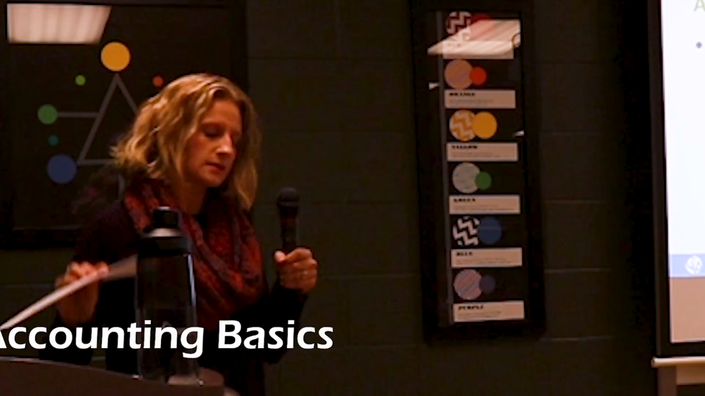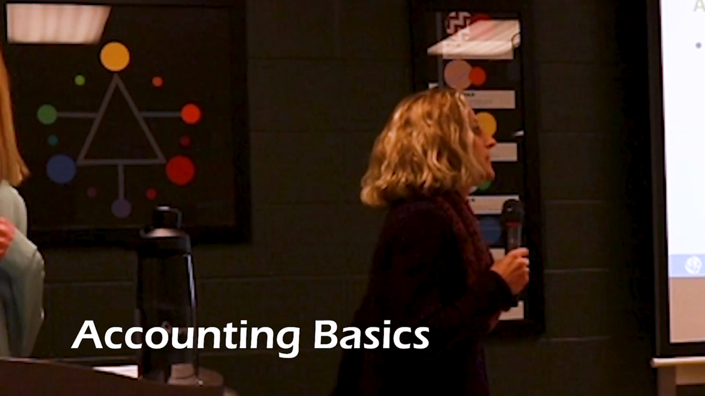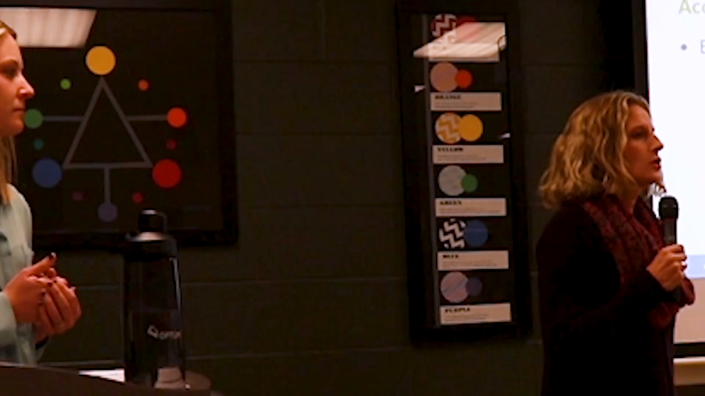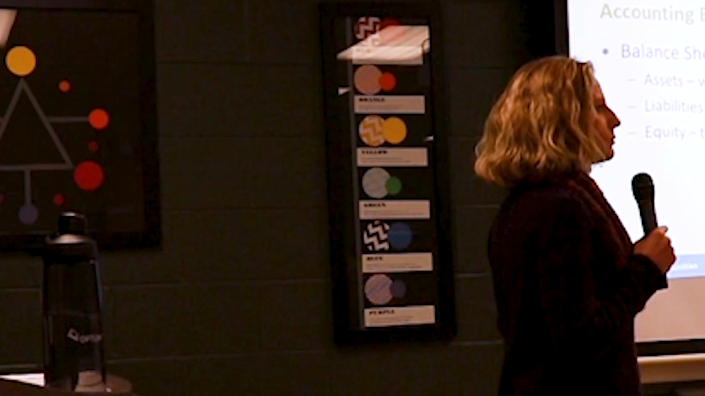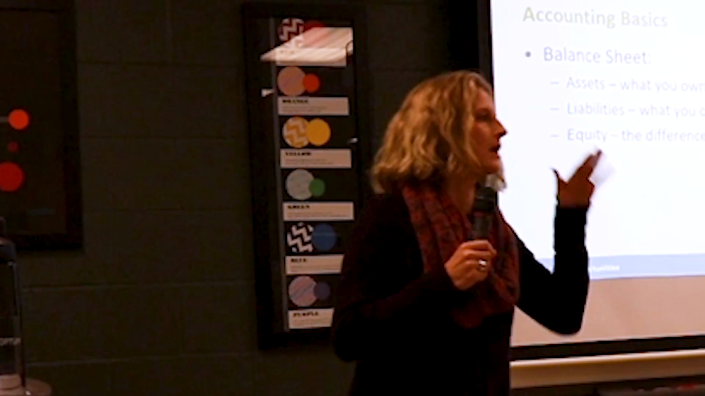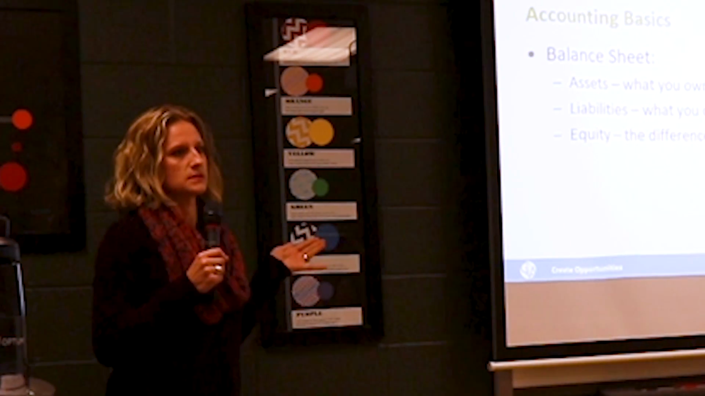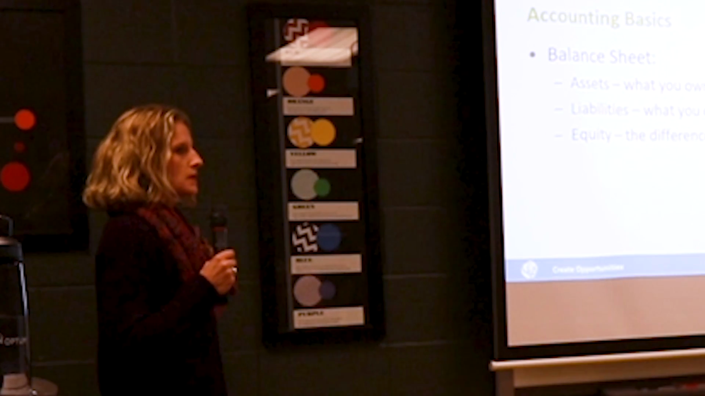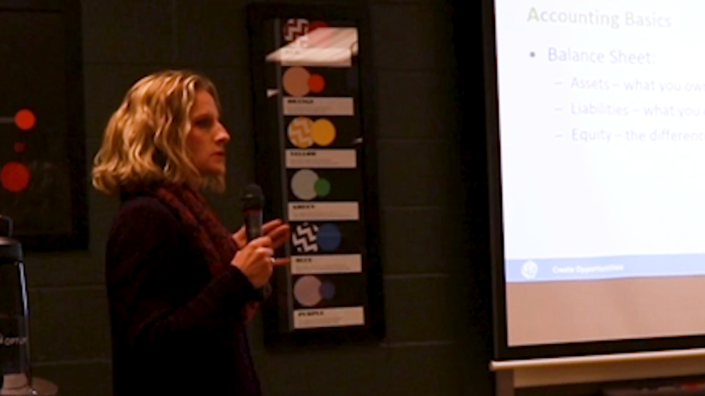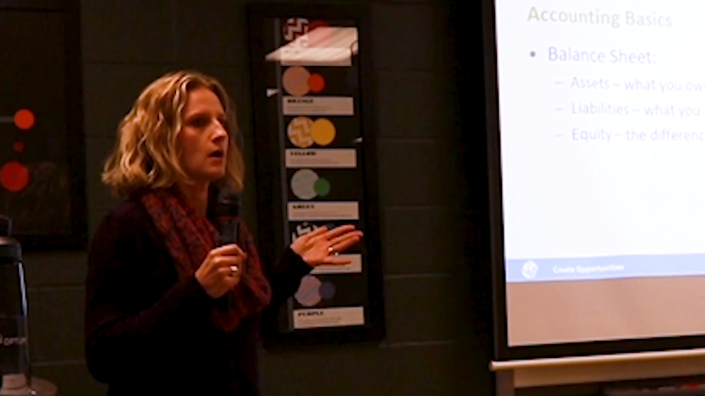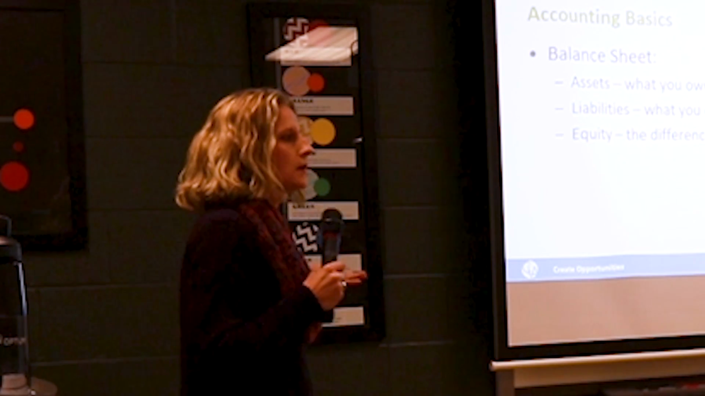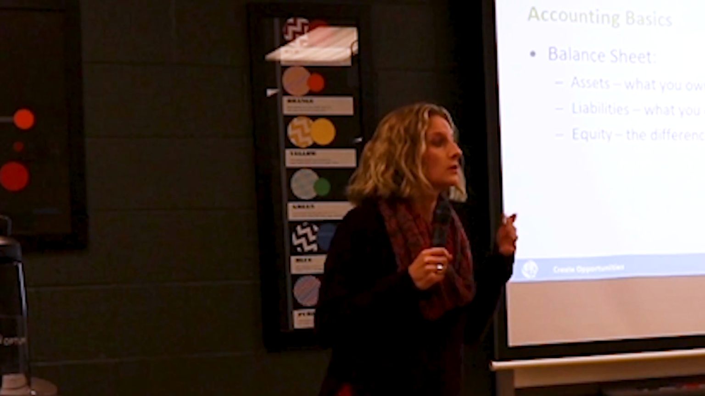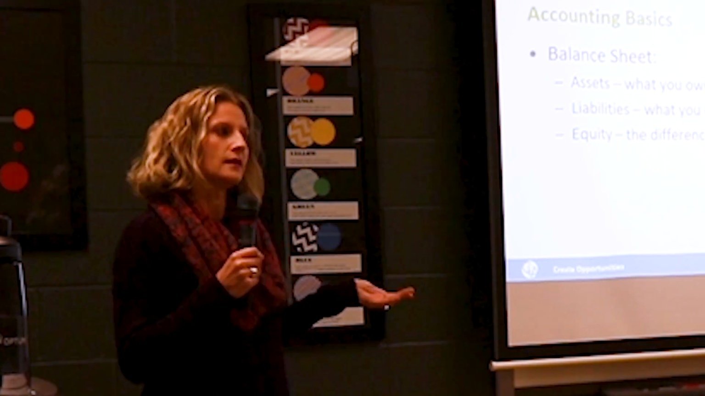So we just want to start with some accounting basics, right? The basic accounting, we have our two financial statements, right? We have our balance sheet and then we have our income statement. Our balance sheet is made up of our assets, which is what we own, right? What do you own? Maybe your checking account, your equipment, your supplies, right?